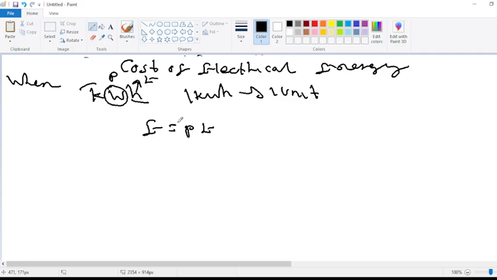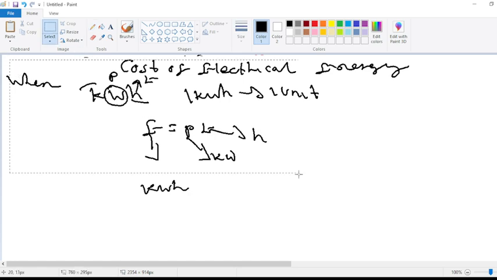So the electrical energy can be calculated as power times time, power in watts and time in hours. So the energy here is in kilowatt hours, the power here is in kilowatts, and the time here is in hours. Now if the question comes like, calculate the cost of electrical energy, let me just erase this part. We look at this question here.